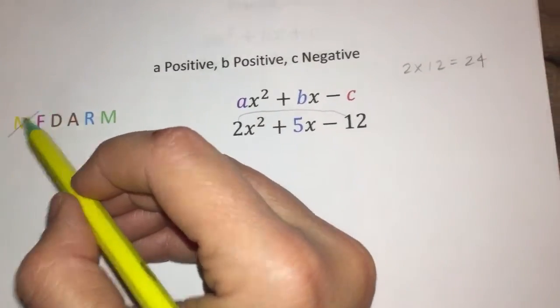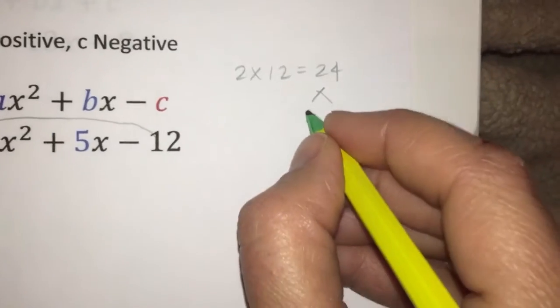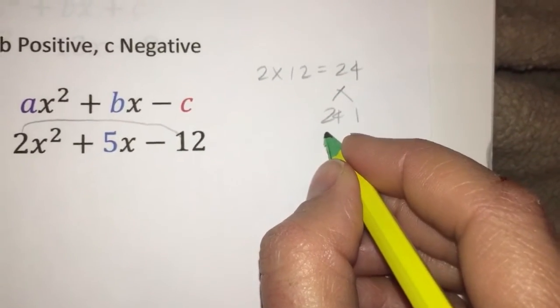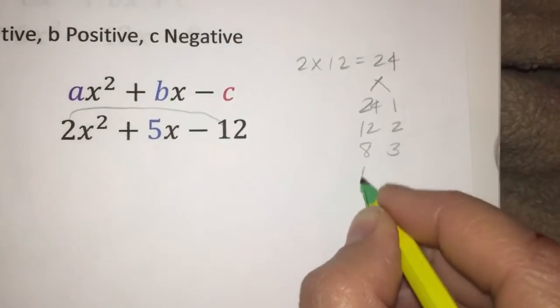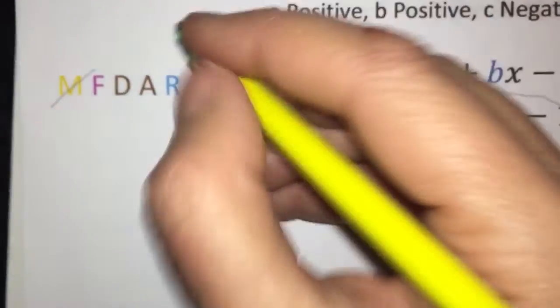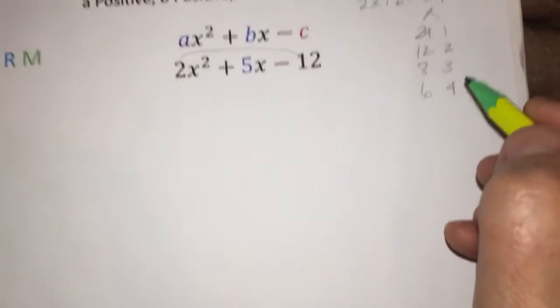The next thing we're going to do is factor. So I'm going to factor the 24, 24 and 1, 12 and 2, 8 and 3, 6 and 4. So now I've taken care of the first part of the factoring.